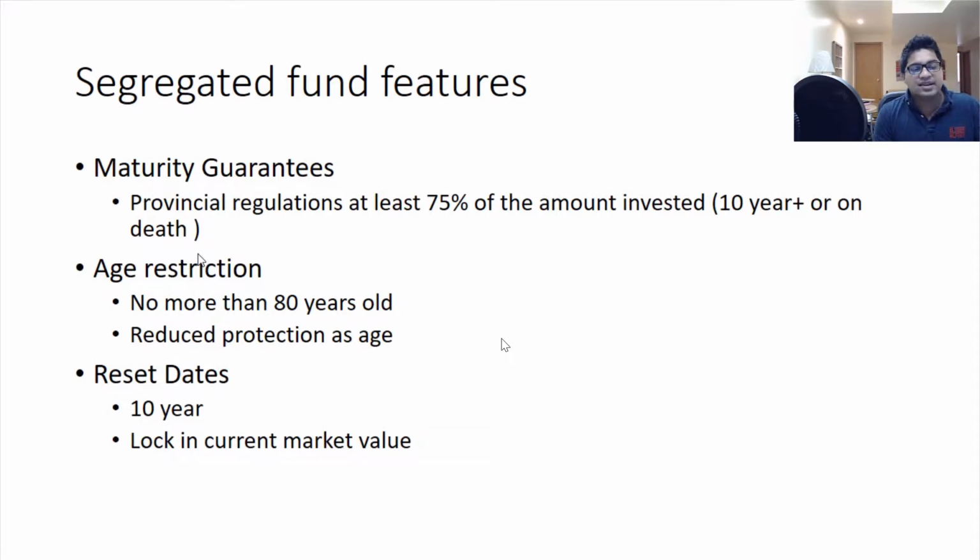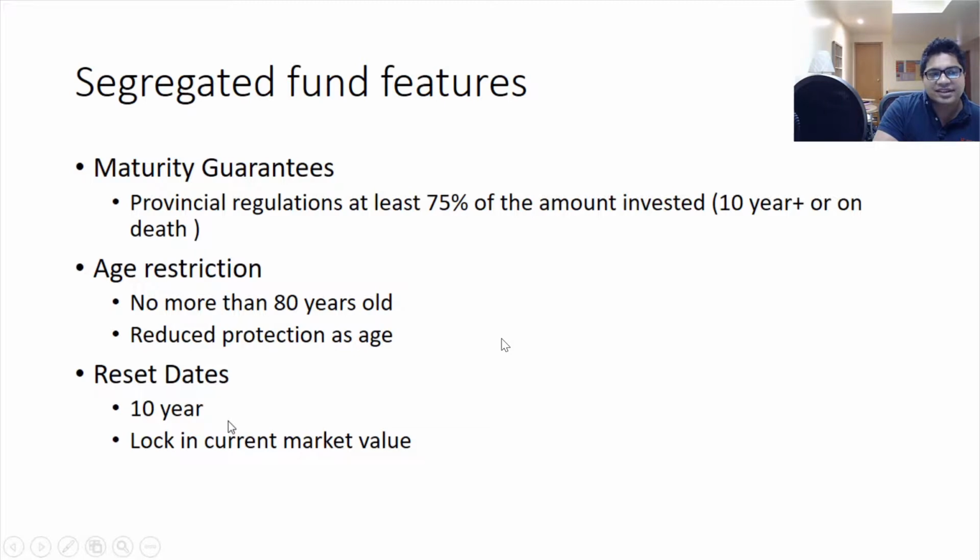So in a segregated fund, the amount you invest is most of the time guaranteed. Regulations permit that 75% should be guaranteed, but in practice generally 100% is guaranteed. Age restrictions: no more than 80 years old. If you are buying segregated funds, they are generally not available beyond the age of 80, and as your age progresses, the protection reduces. So there is reduced protection as you age.